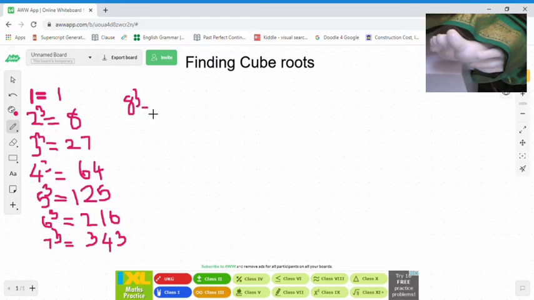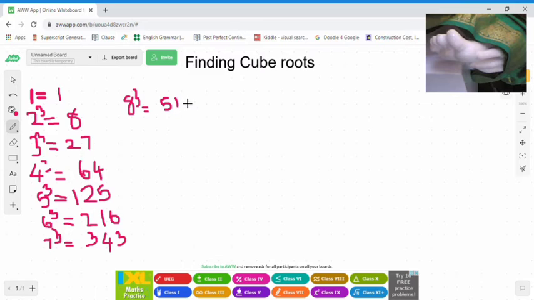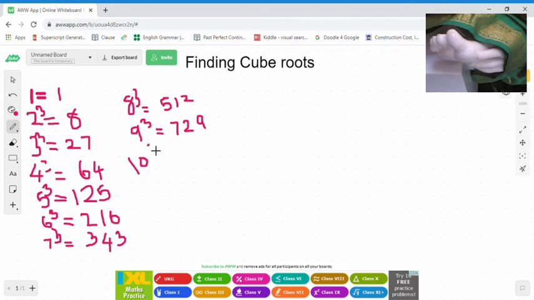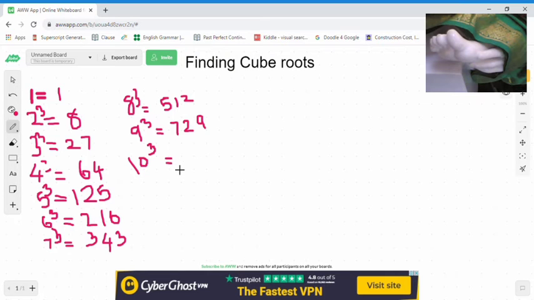8 cube is equal to 512. Lastly, we are going to wind up. 9 cube is equal to, you know that it is 729. And one important thing, after finding this, you should remember the last digit of this cube number. Sorry, I have made 100 here. Let me erase it. So we'll write 10 cube is equal to 1000.